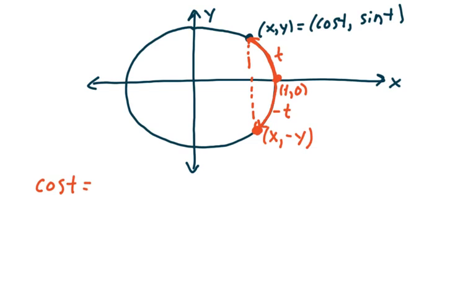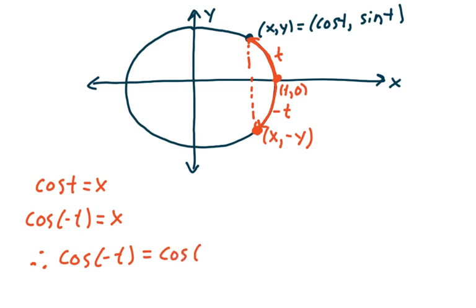Now, cosine of t is equal to x. Cosine of negative t is also x. And so what that tells me is that cosine of negative t is the same as cosine of t. All right? And I claim it doesn't matter what t is. t can be any real number. And what does that mean? Well, what that tells me is cosine is an even function.